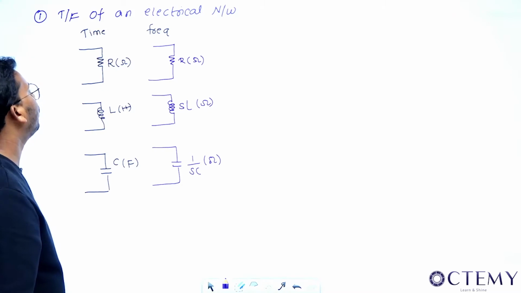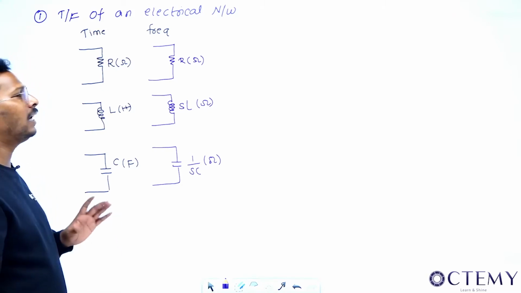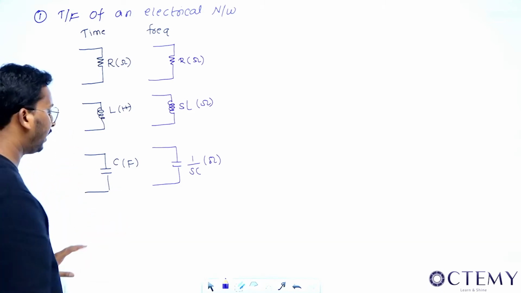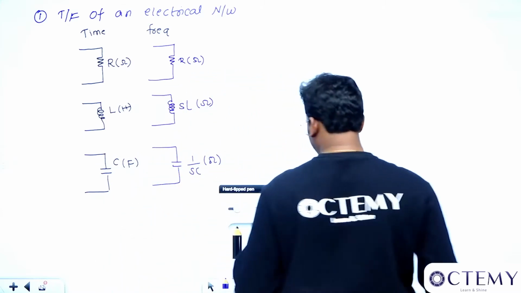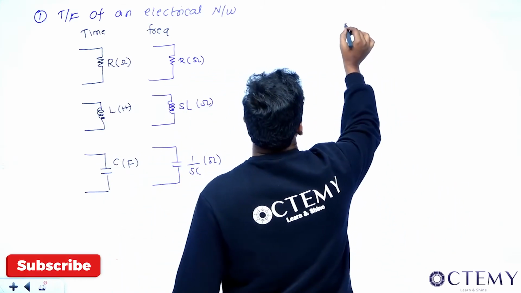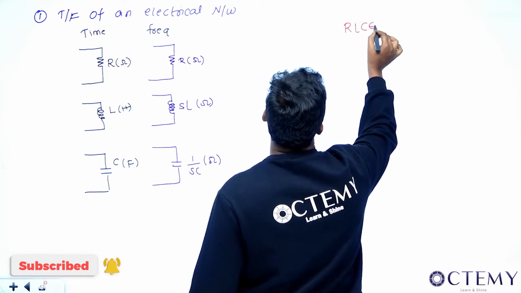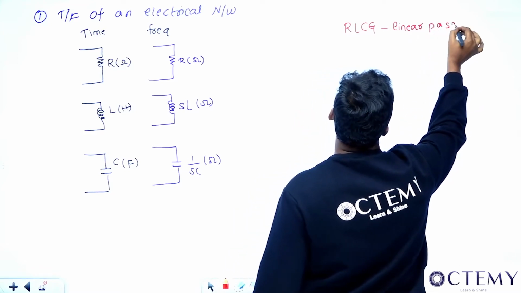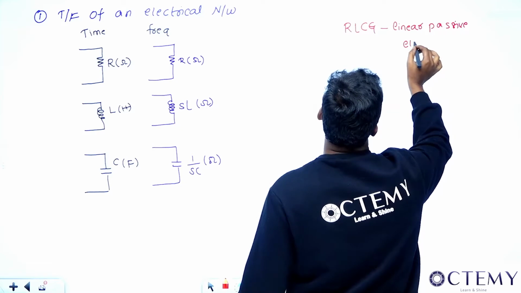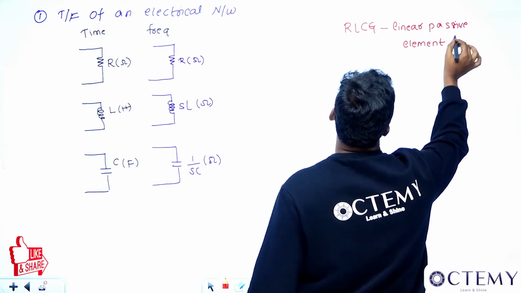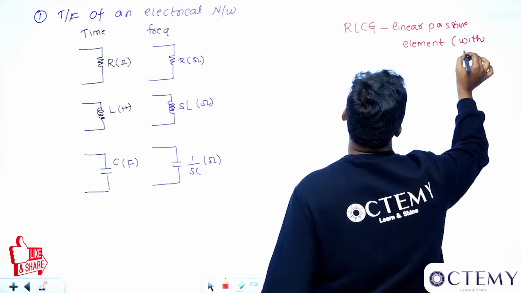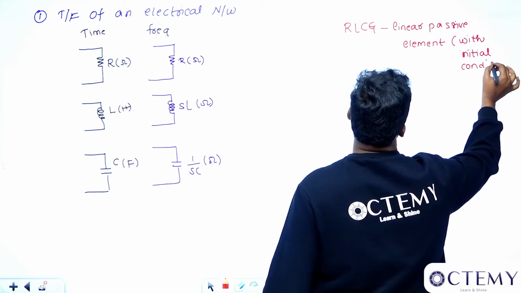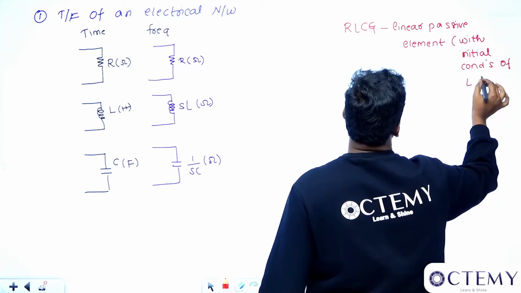If you get a diode, a transistor, or an op amp, they are non-linear elements. Resistor, inductor and capacitor are linear passive elements. Let me write that. Resistor, inductor and capacitor, RLC, are linear passive elements, but with a condition: with initial conditions of L and C should be 0.